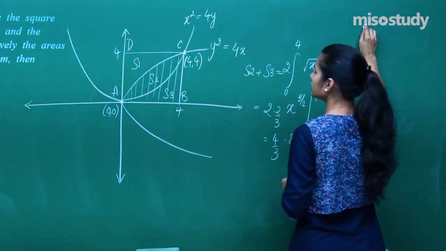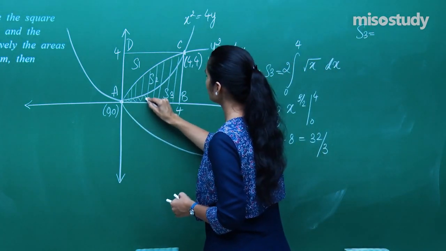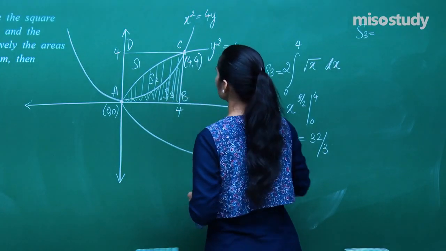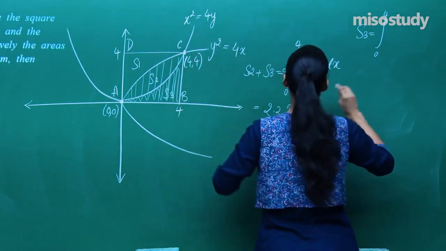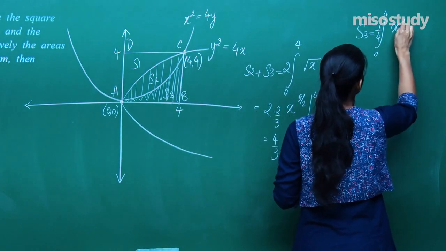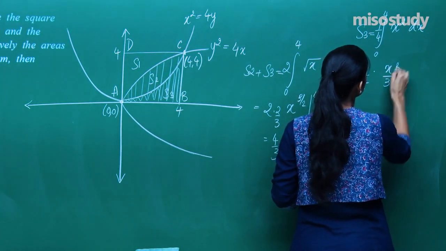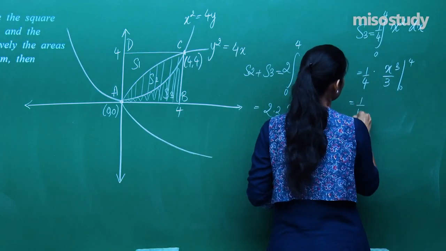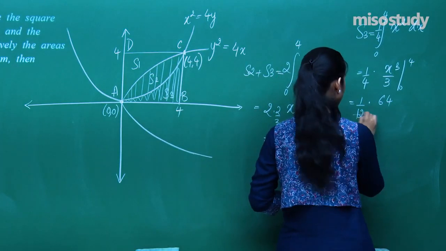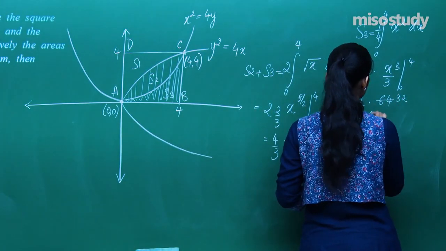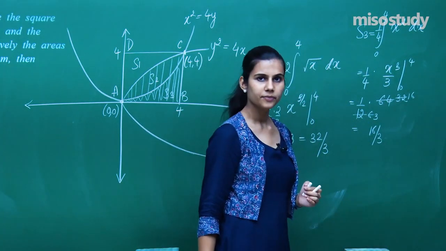If I just talk about S3, S3 is this portion, again from 0 to 4. Now what is this parabola? y is x square by 4. So this is going to become 1 by 4 x cube by 3 from 0 to 4, which is 1 by 12 into 64. Right? Which is 16 by 3 square units.